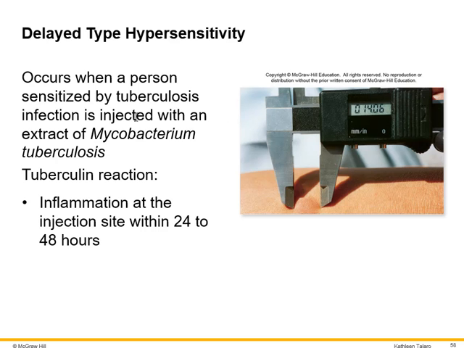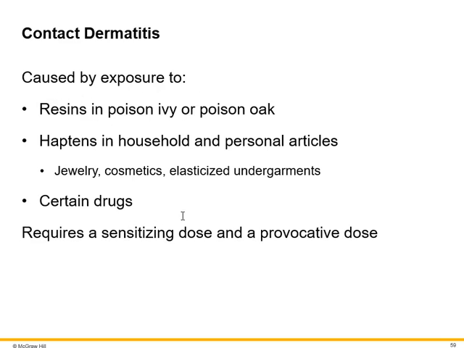Delayed hypersensitivity can be used in the in vivo testing for tuberculosis, because when you inject a little bit of the antigen for tuberculosis under the skin, you get a reaction within 24 to 48 hours. So it's what we call an infection allergy reaction.